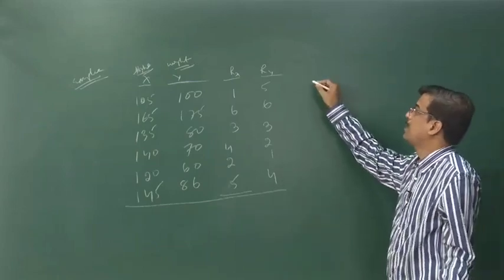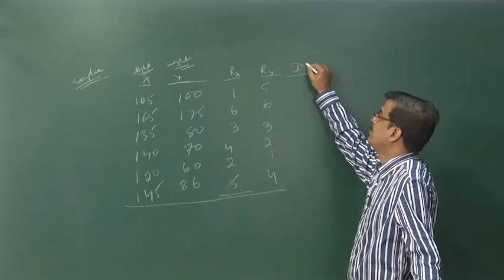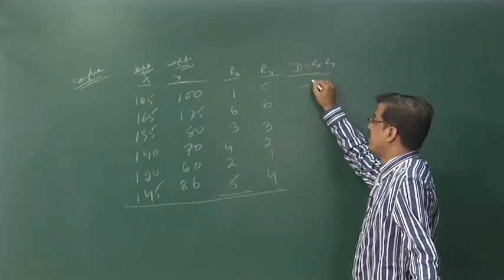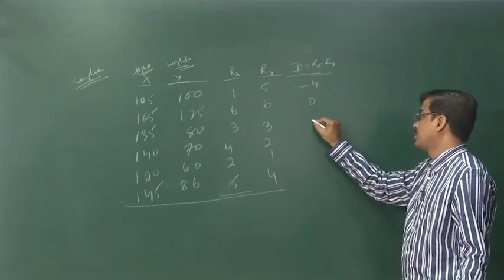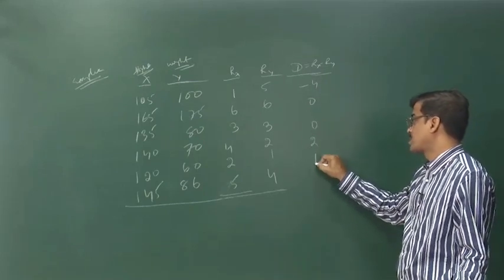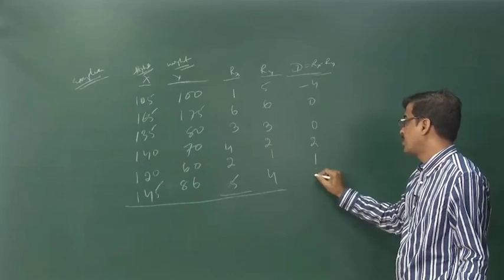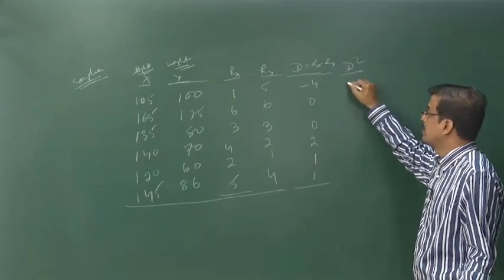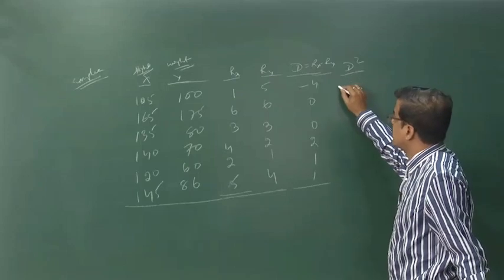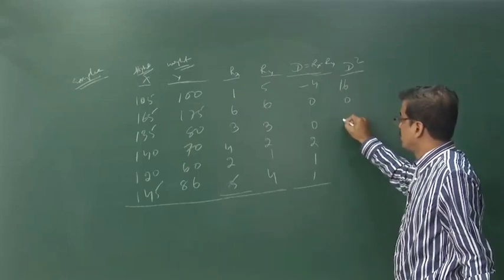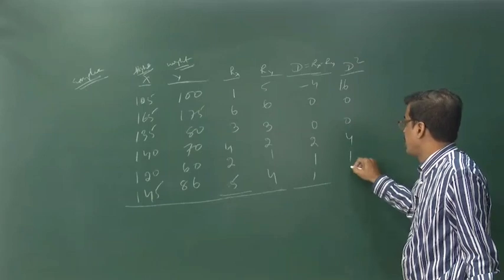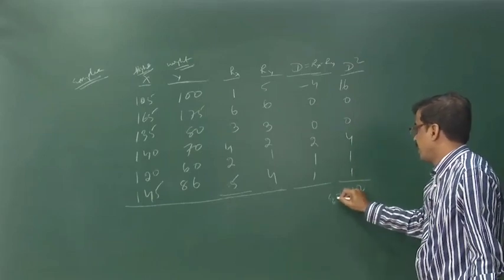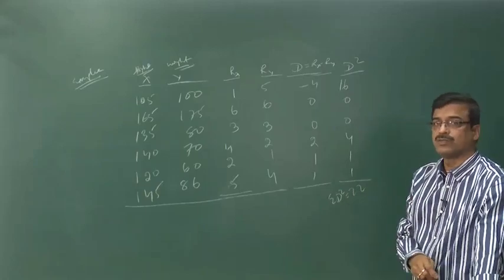Then we calculate the term d. d means the rank of x minus the rank of y. While you take the differences, it is 4, 0, 0, 2, 1, and 1. Then the next step is d square. d square is calculated as 16, 0, 0, 4, 1 and 1, and the sum d square turns out to be 22.